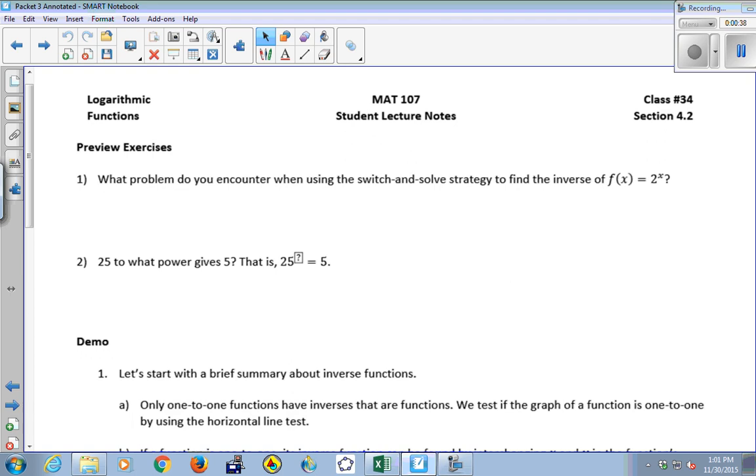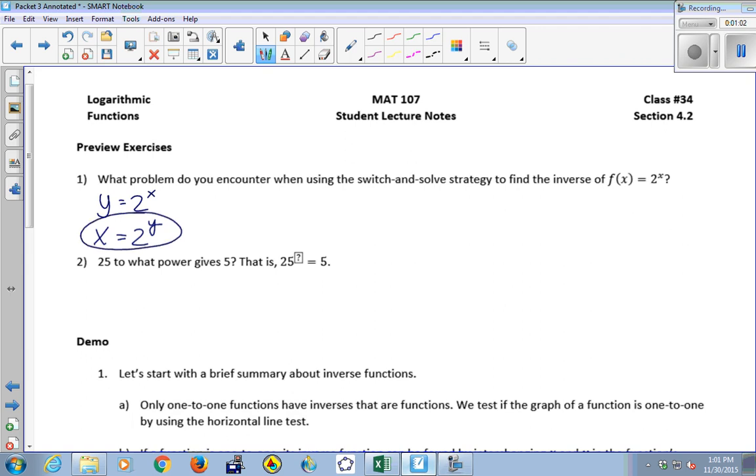Okay, so let's look at the switch and solve strategy for finding an inverse, right? So it's been a little while since we talked about how to find inverse functions. The switch and solve said first replace f of x with a y, then make all the x's y's and the y's x's, and then the next step is solve for y, right? How do you solve for y in that equation?